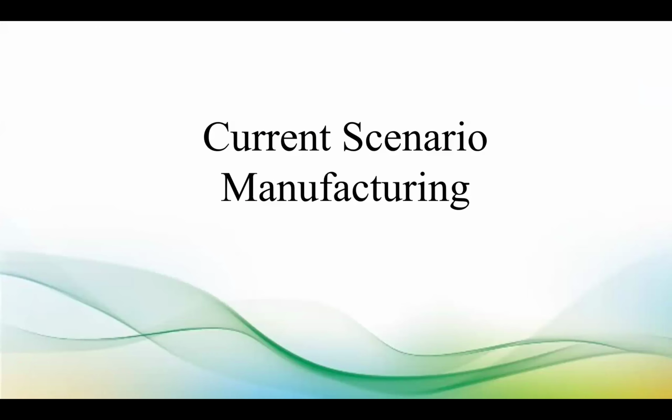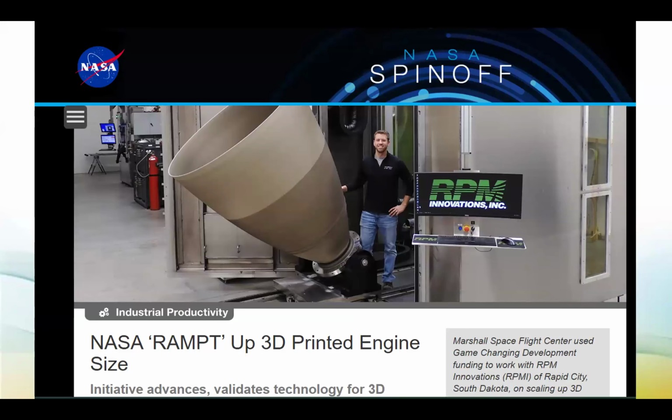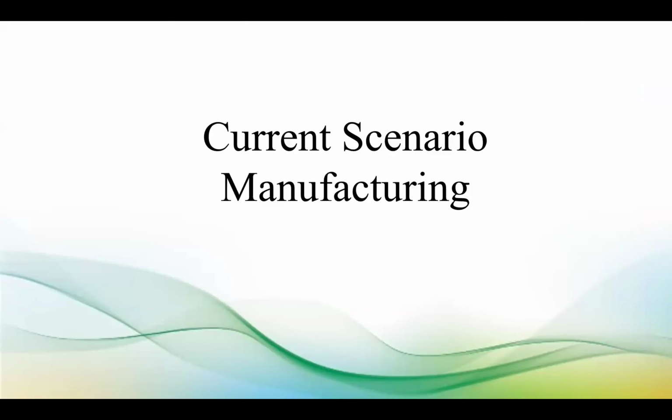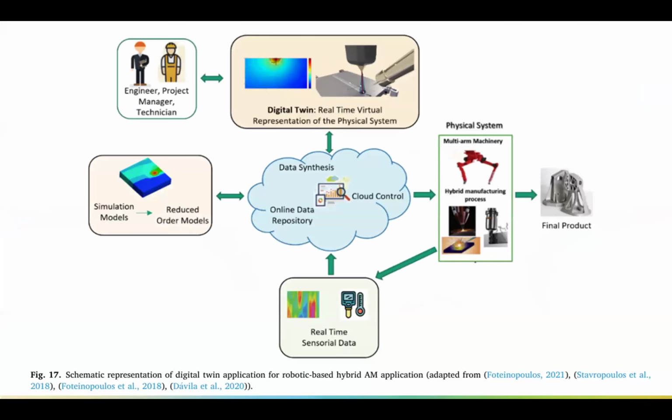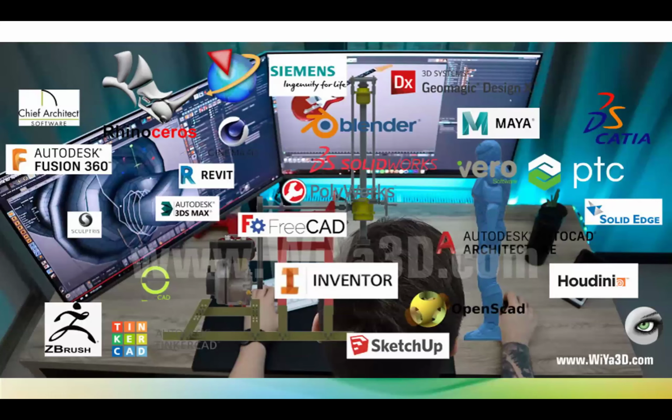So this is the current scenario about additive manufacturing. Then we can think about the current scenario in the total manufacturing sector. Nowadays, every system is connected in digital twins. The world is shifting like that. All the manufacturing processes will be normally modeled digitally before we go for the real manufacturing process.